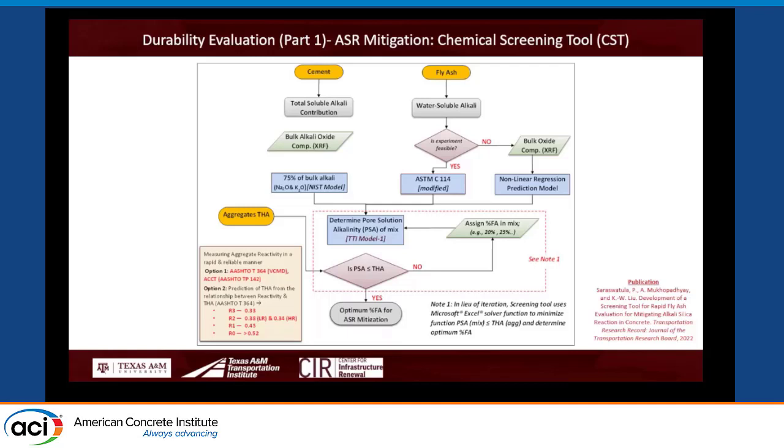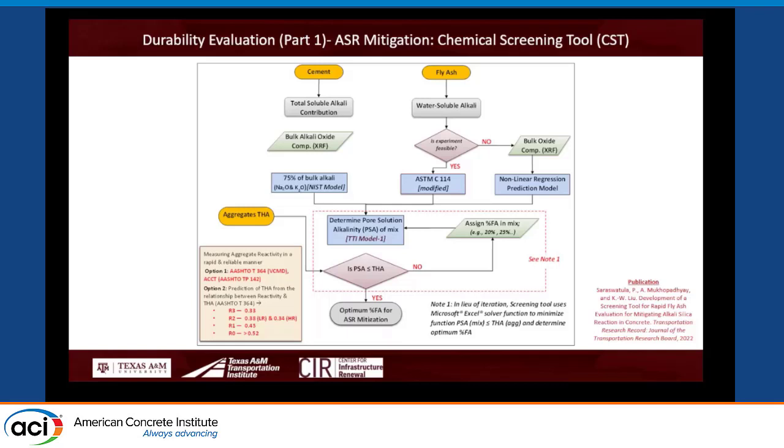So we developed the TTI model 1. Okay. So this we combine together, water soluble alkali from cement and water soluble alkali from fly ash, combined together, we estimate the pore solution. Right? So if you change the fly ash, if it contributes high, it will be reflected here. Then we compare with the threshold alkalinity of the aggregate. Aggregate has a threshold alkalinity level, right?